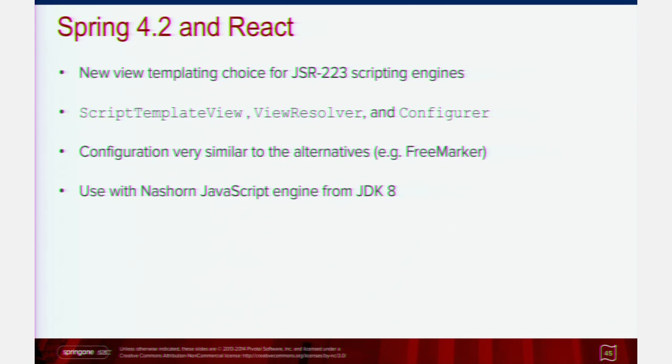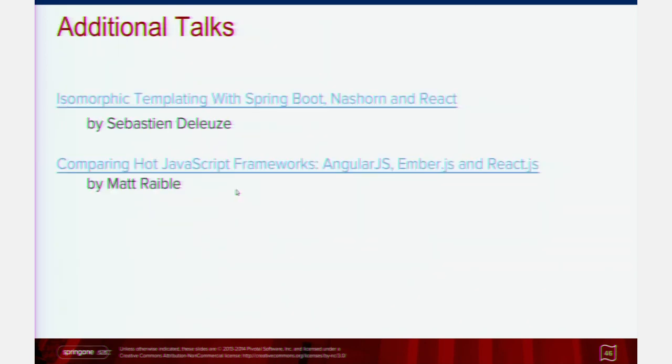So you basically use JDK 8 Nashorn as a scripting engine, and that allows you to execute some JavaScript on the server side inside Java. So here we're going to execute the React library, and that's going to generate the UI that we can send down to the client.